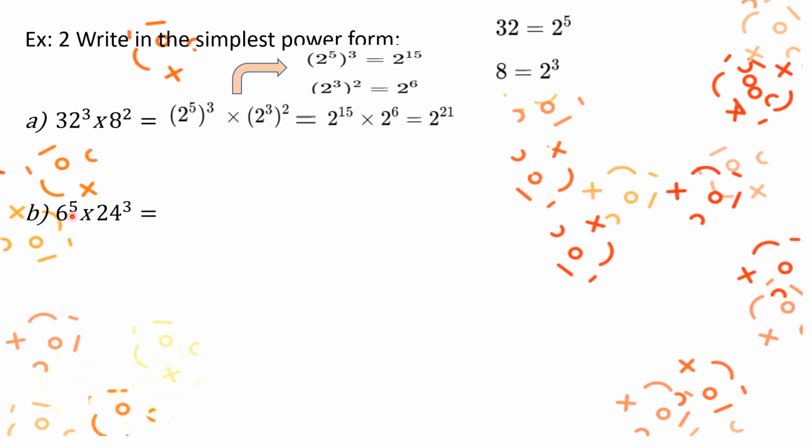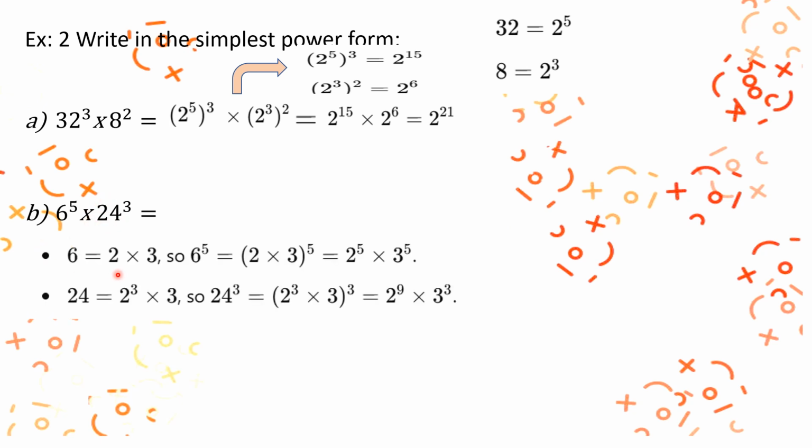Part B, 6 to the power 5 times 24 exponent 3. So please keep it in your mind. First of all, I make a prime decomposition for the first number, and for the second number, then I put parentheses. So 6 is equal to 2 times 3, so 6 to the power 5, open parentheses, 6 is equal to 2 times 3, and outside I put 5. So it's equal 2 to the power 5, and 3 to the power 5, because the exponent goes for the two numbers.